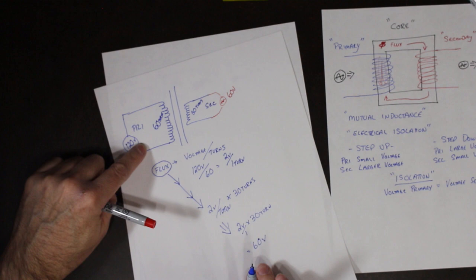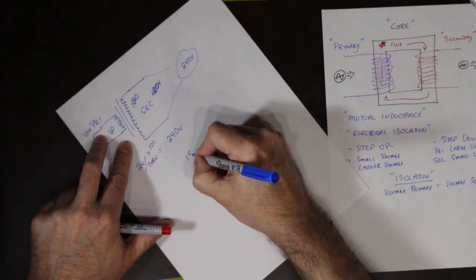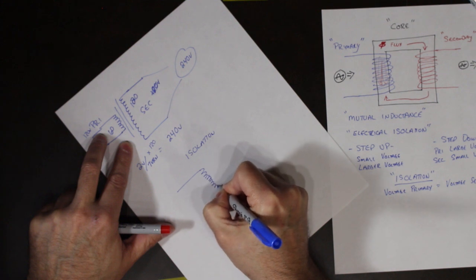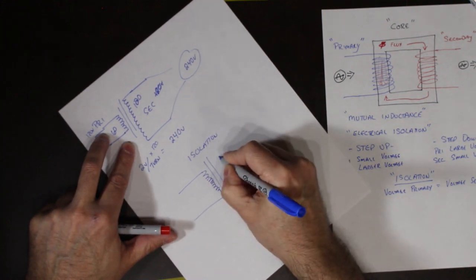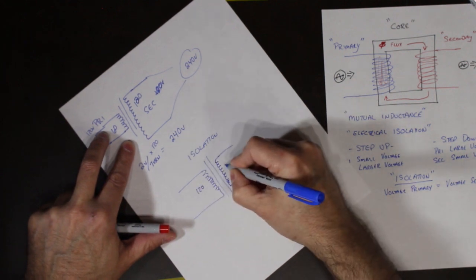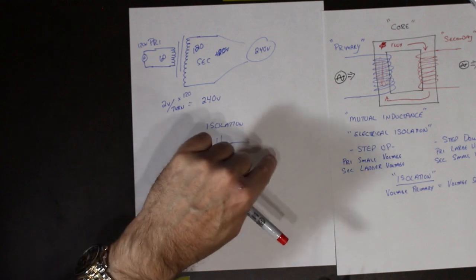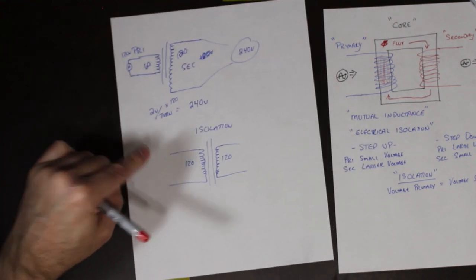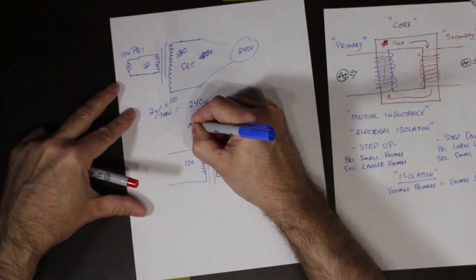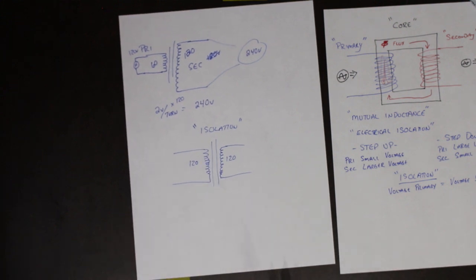So if that is a step down, and this is a step up, when we look at the isolation, the number of turns is exactly the same. So if I had 120 turns, I get 120 turns. If I place 120 volts, I get 120 volts. If I put in 60 volts, I get out 60 volts. That is an isolation transformer. The advantage is that you are getting the electrical isolation between the two.